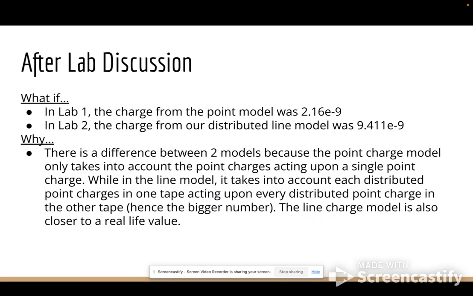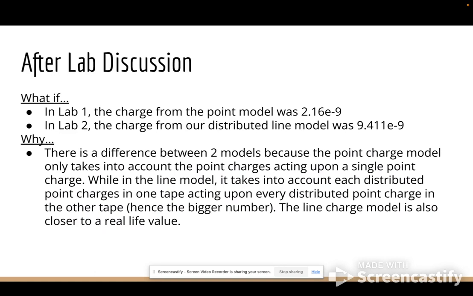And then after lab discussions: in lab 1, the charge that I calculated for the point charge model was 2.16 to the negative 9. And then in lab 2, we saw that the charge for our distributed line model was 9.411 to the negative 9.